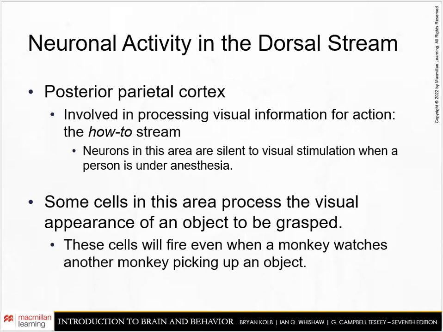Then going to some of the neuronal activity in the dorsal stream. The posterior parietal cortex is involved in processing visual information for action. We talked about this before. That's the how-to stream, where neurons in this area are silent to visual stimulation when a person is under anesthesia, interestingly enough. Some cells in this area process the visual appearance of an object to be grasped, and these cells will fire even when a monkey watches another monkey pick up an object, which again is interesting to see.